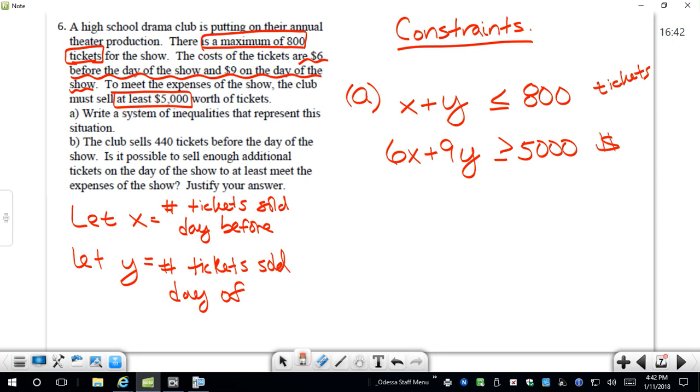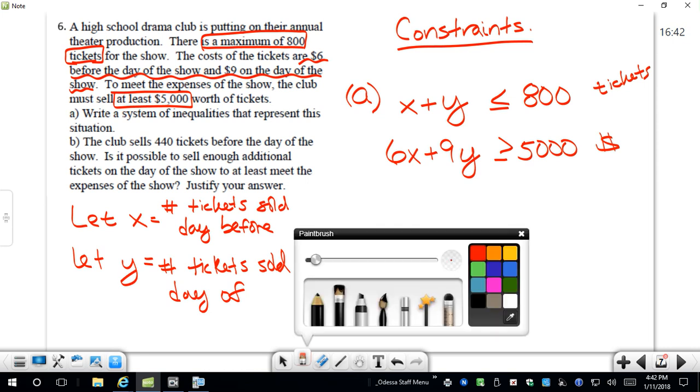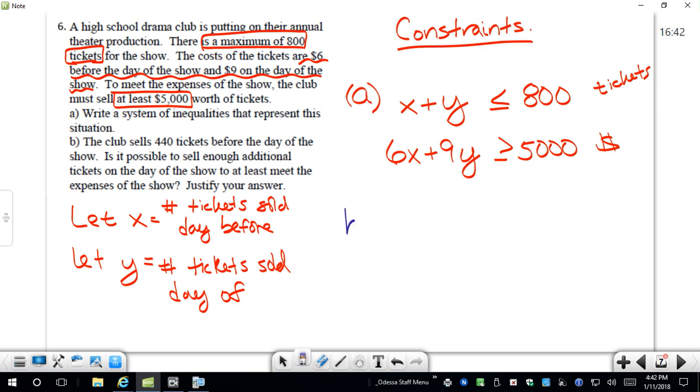Now, there's our system of inequalities. It is all set. And that answers part A. They don't want us to solve it. They just want us to write a system of inequalities that represents the situation. So now we're going to go ahead and direct our attention to part B.